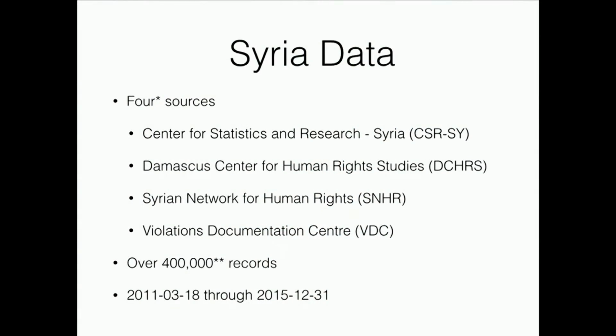But for now, we'll start with what we do know, which is based currently on 4 sources: the Center for Statistics and Research Syria, the Damascus Center for Human Rights Studies, the Syrian Network for Human Rights, and the Violations Documentation Center. And each of these groups collect lists of named victims. And from the beginning of the conflict through the end of 2015, they've collected over 400,000 records of named victims.